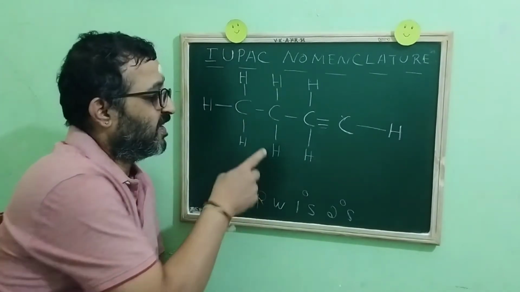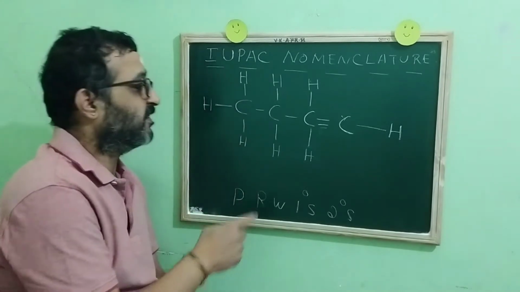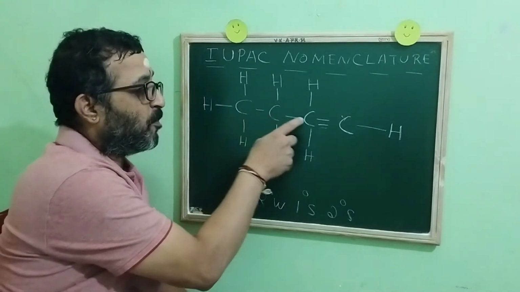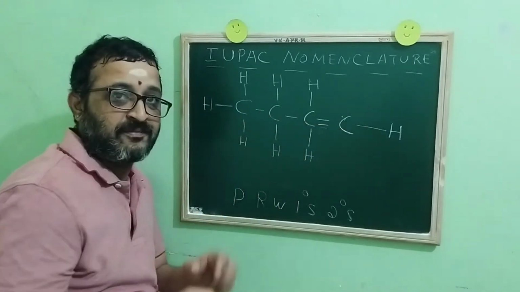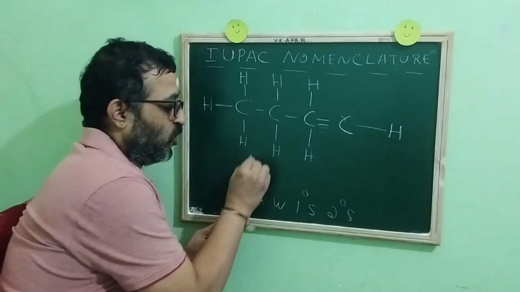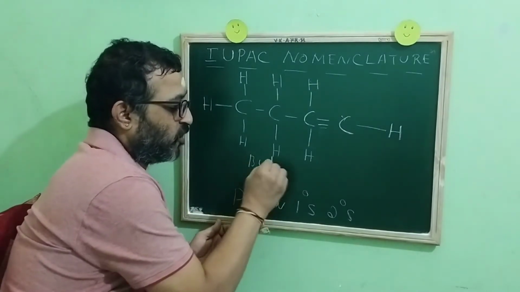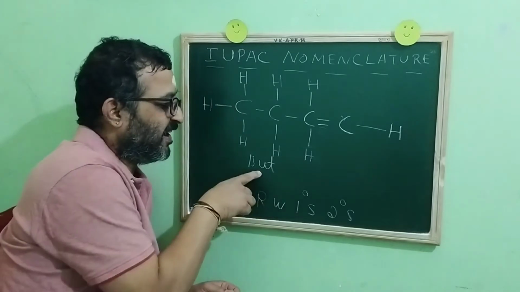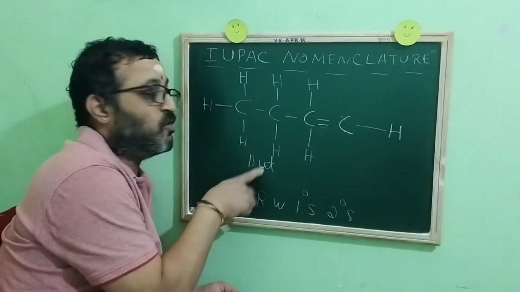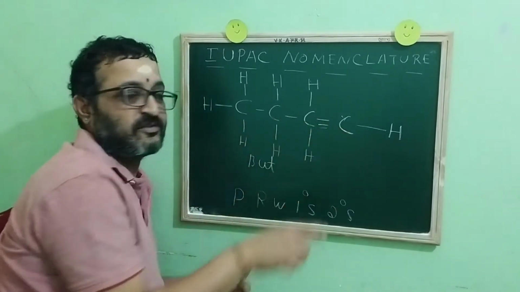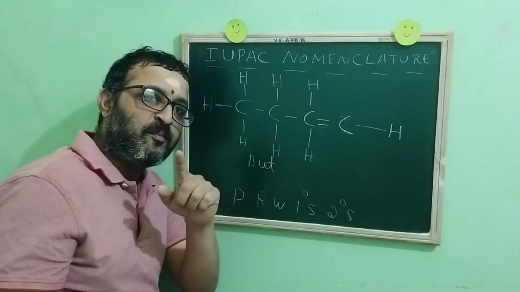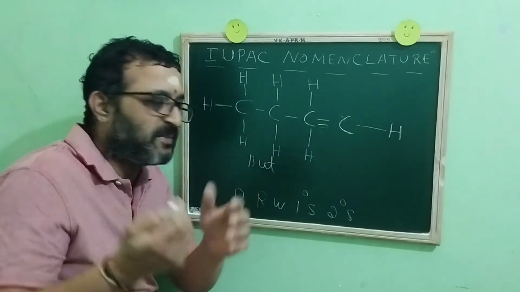Okay children, the next compound is something like this. Now in this compound how many carbon atoms we have? 4. So what is the root word for this compound? Yes, you are right, it is but. Why but? The number of carbon atoms is what? 4. If it is 3, prop. 5, pent. Something like that.